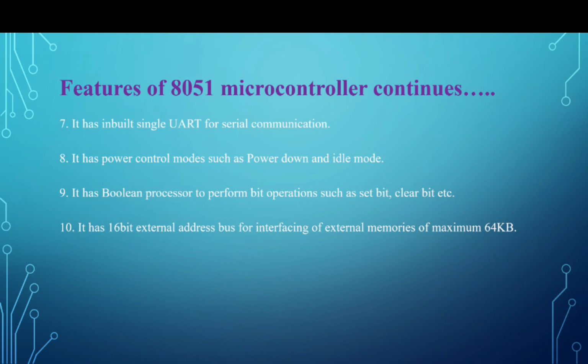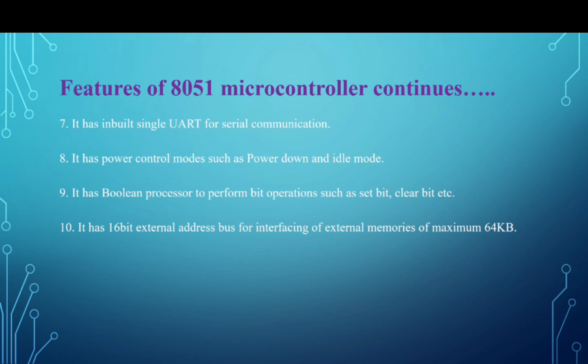Next is power control modes. 8051 has two power control modes. What is this power control mode? Sometimes the microcontroller does not perform any operation. So in this case, when it is not performing any operation, we must bring our microcontroller to sleep mode.